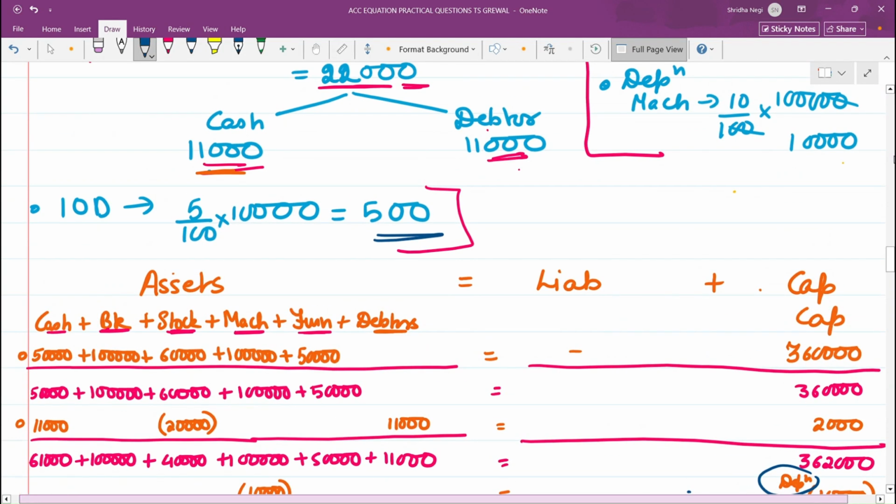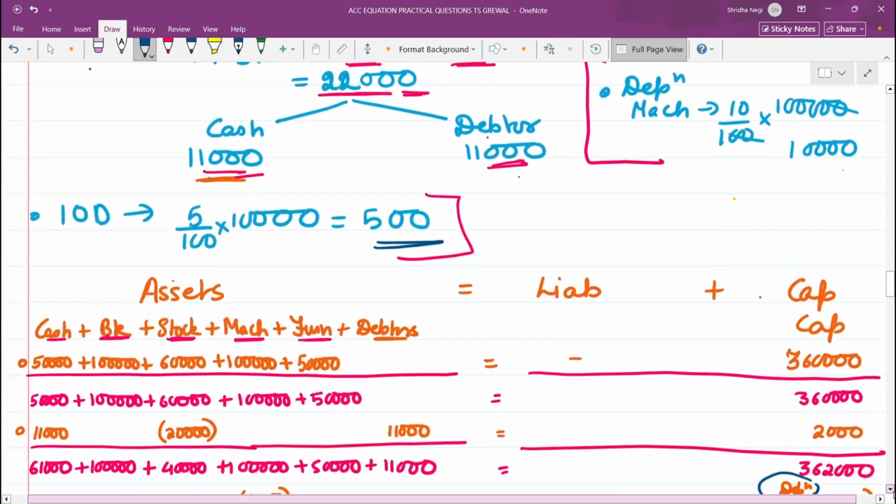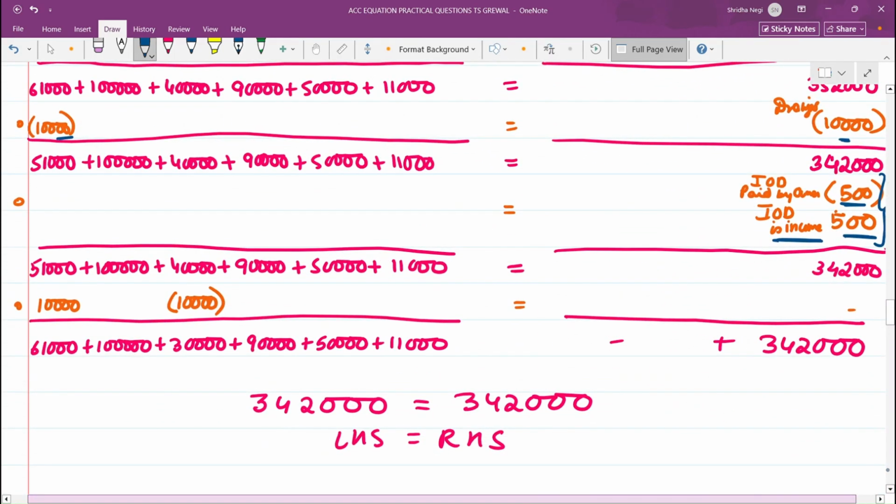Okay. Now the last one is sold goods for cash 10,000 at par. What do you mean by this word at par? At par means no profit, no loss. It means the goods were 10,000 and they were also sold for 10,000. So there is no profit, no loss. So here what will happen? Your stock will decrease by 10,000 and you will get 10,000 in. Goods are decreasing by 10,000 and cash is coming in, 10,000. So your asset side will be 3,42,000 and your liability plus capital side will be 3,42,000. So LHS is equal to RHS.